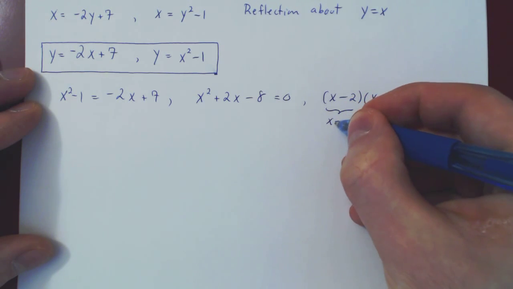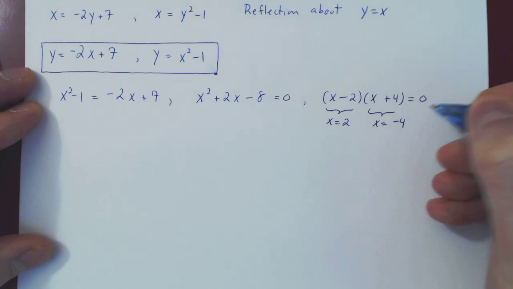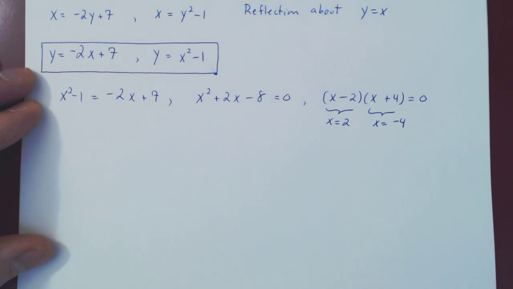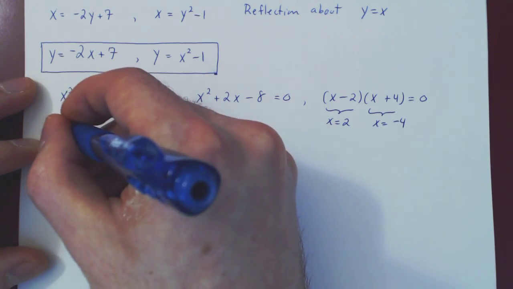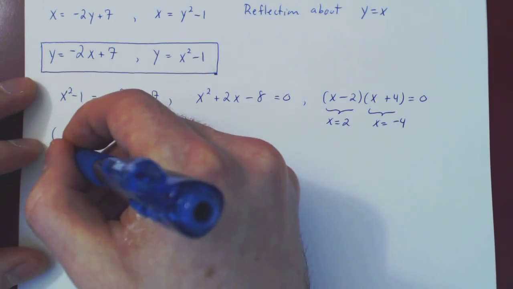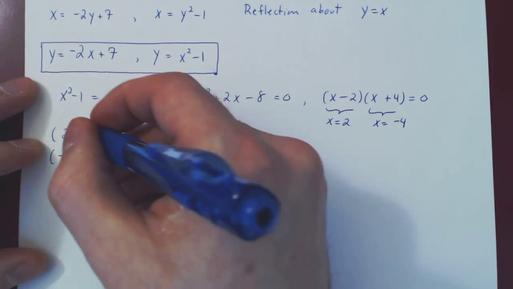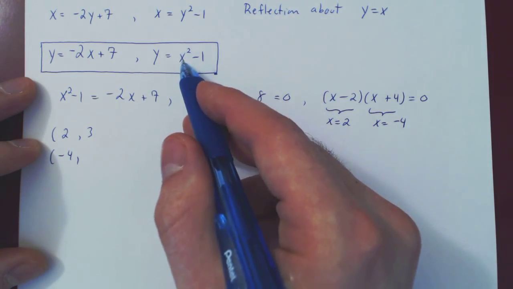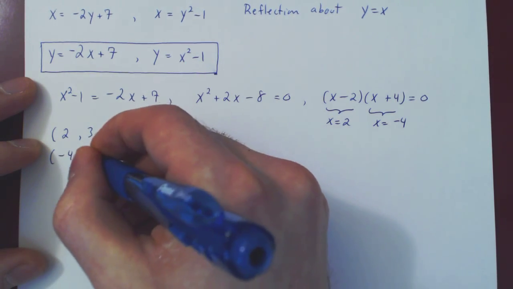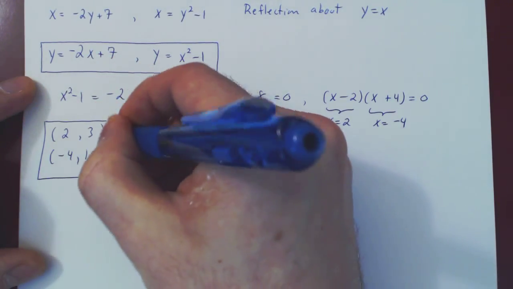So x equals 2 is one solution. X equals negative 4 is another solution. We want the points of intersection, so we need the corresponding y coordinates. When x is 2, y is 4 minus 1, 3. When x is negative 4, y is 16 minus 1, 15. So we have our new points of intersection.